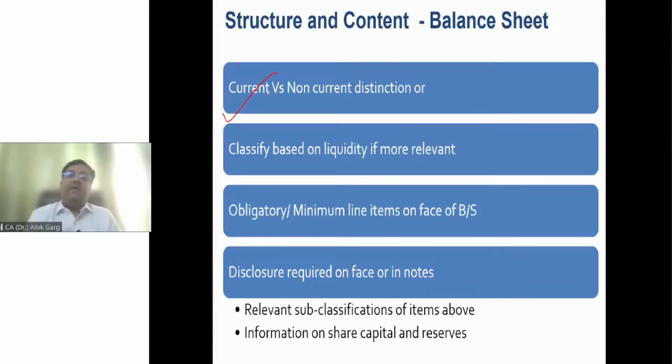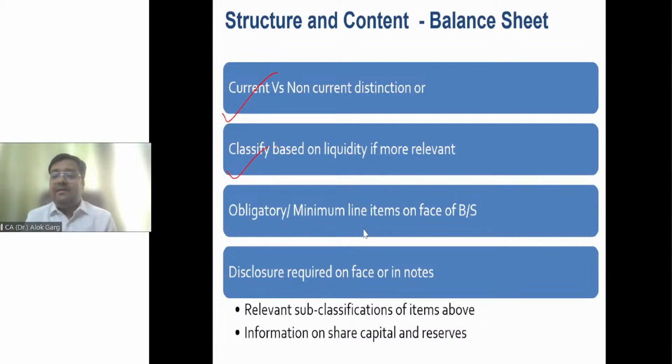The standard says that you have to classify on the basis of liquidity if more relevant. For example, the company is not preparing its accounts on a going concern basis. In that case, what is more relevant? If a company is not preparing its accounts on a going concern basis, it means the company does not have any reasonable facts to believe that it will be able to survive for more than 12 months. So if the company is saying it is not able to survive for more than 12 months, then what is non-current? Nothing is non-current.